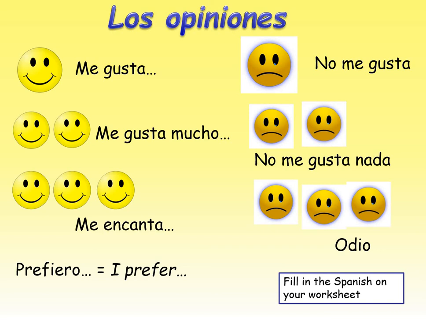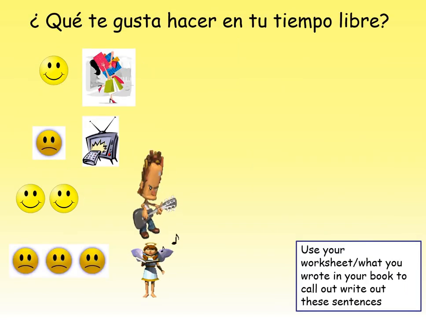Right, so we've got the two things we need now, the different types of opinions and our hobbies. So let's put some together. So either on your worksheet or in your book, you could call these out if you want to practice the pronunciation, or you can write them out to make sure you're getting the correct spelling. So how would you say, I like to go shopping, I don't like to watch TV, I really like playing guitar, I hate singing. Okay, so pause the video and say or write these sentences.